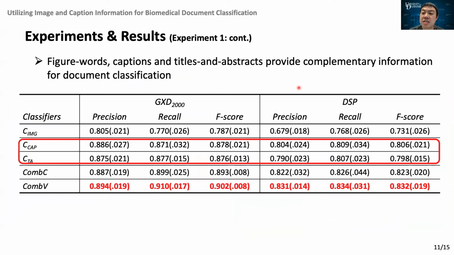Next, we look at the performance obtained by classifier CCAP, when captions are used only, and CTA, when titles and abstracts are used. It is interesting to find that over the GXD 2000 dataset and the DSP dataset, these two classifiers attain similar performance. However, the relevant publications correctly identified by the classifiers are quite different.